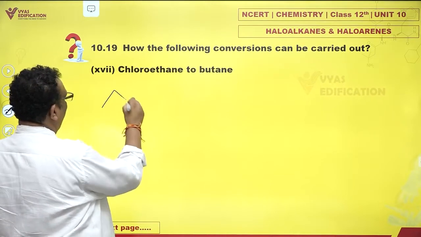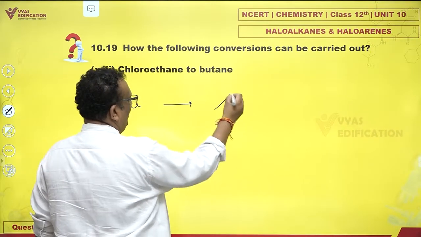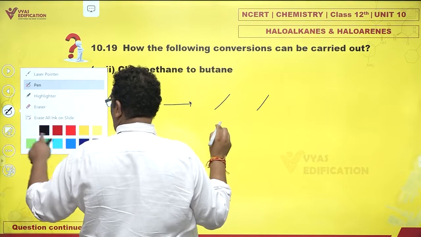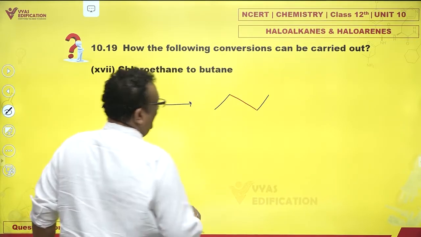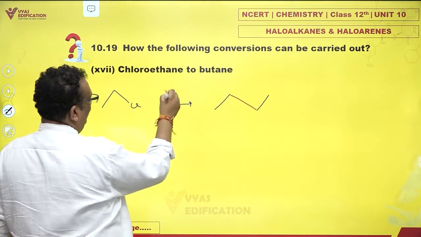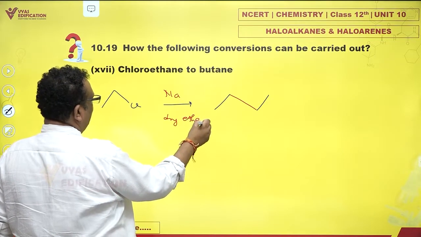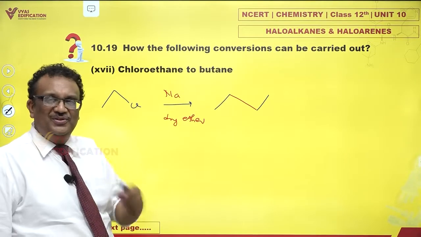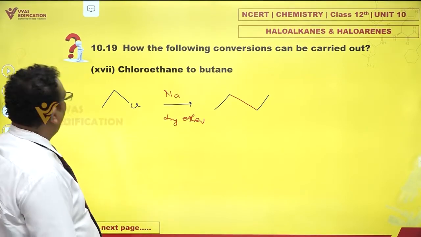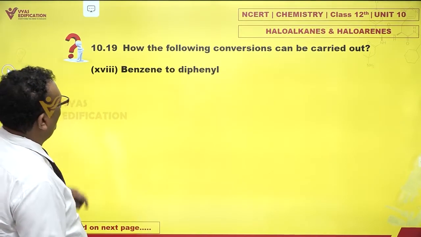Chloroethane to butane. Life just could not get simpler. How? You get this red bond. Wurtz reaction once again. Sodium and dry ether. 2 carbons going to 4 carbons. One step straight, flat, no greatness involved.